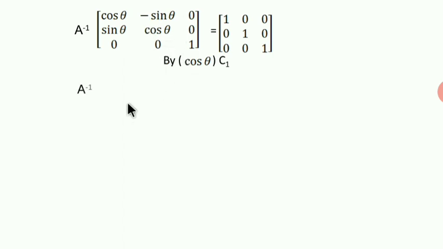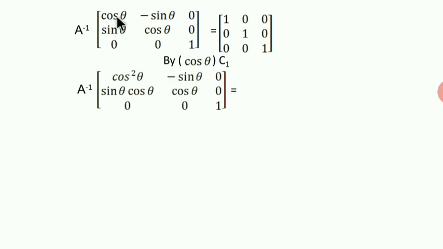So A inverse multiplied by, if we multiply by cos theta, we get cos square theta, sin theta into cos theta, 0 in the first column. Second and third columns as they are. The same transformation applies in the RHS. So here we get in the first column cos theta, 0, 0, and the second and third columns as they are. Now to get 1 here, we know cos square theta plus sin square theta is 1.